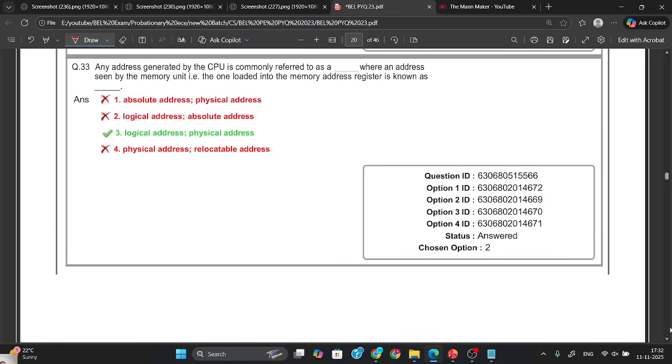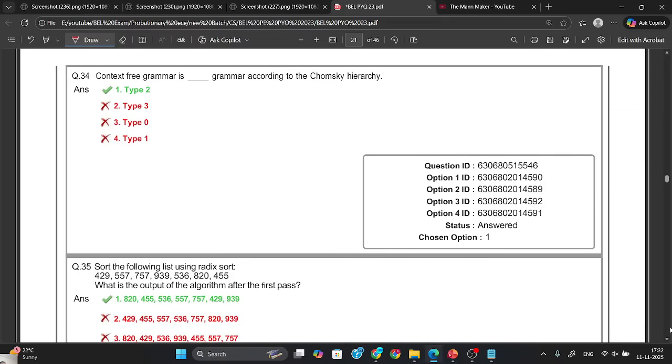Any address generated by the CPU is commonly referred to as a logical address. Okay, this one is the logical address. And the address seen by the memory unit, the one loaded into the memory address register, is known as a physical address. This is the right answer.